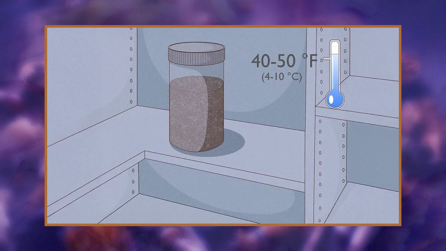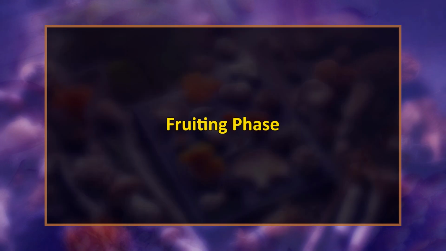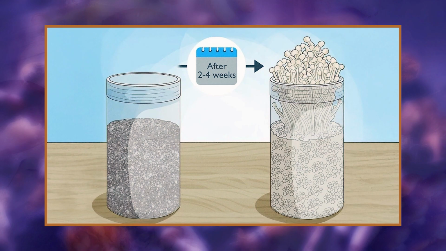Pinning is often induced by lowering the temperature to between 7 degrees centigrade and 10 degrees centigrade. Fruiting phase. Once pins appear, the optimal fruiting temperature is maintained between 10 degrees centigrade and 16 degrees centigrade.